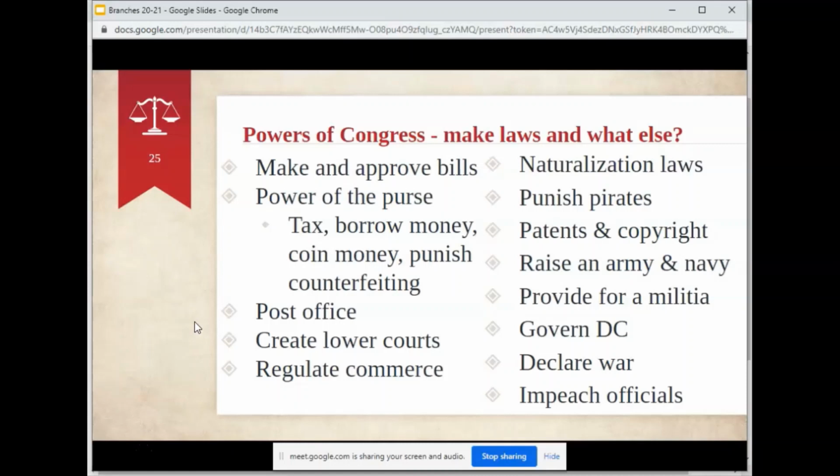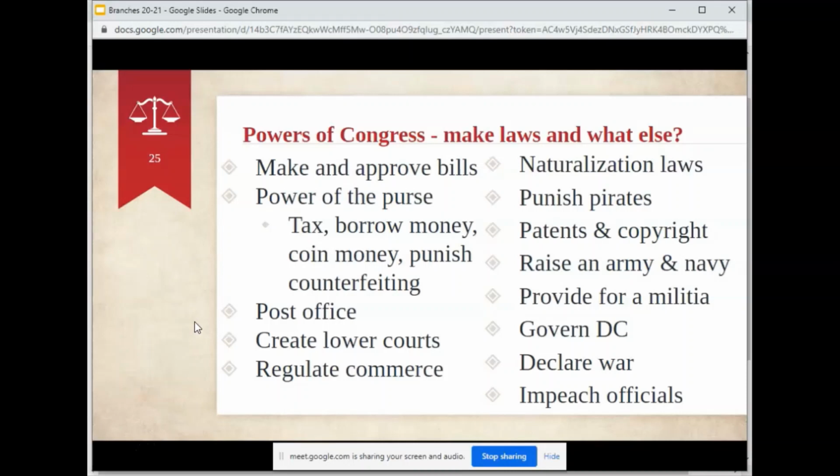To punish pirates, and I do mean pirates of the high seas. However, when we talk about piracy of intellectual property, they also create laws and make punishments for that too. That links to our patents and copyrights. If you want to say, this was my idea, I had it, I should get ownership for it, and if somebody else creates something based on my plan, I should get credit for it, you would file to get a patent or a copyright. And Congress regulates that. They regulate the military.